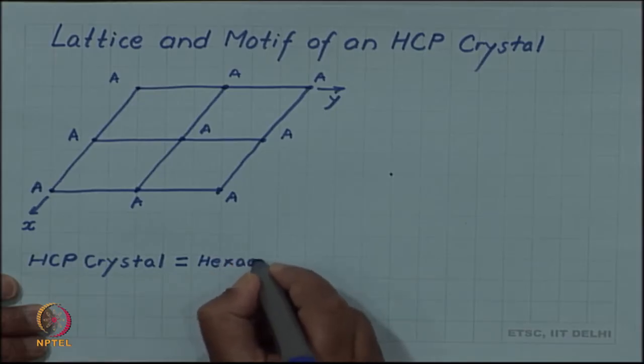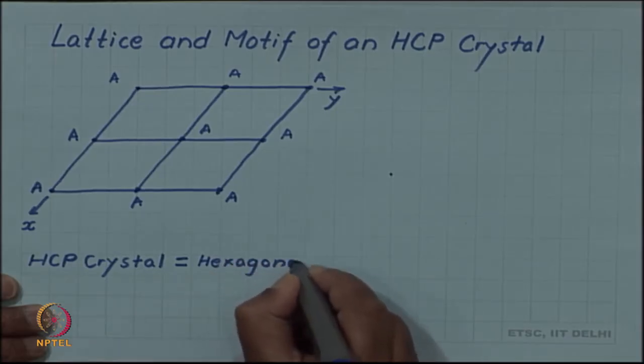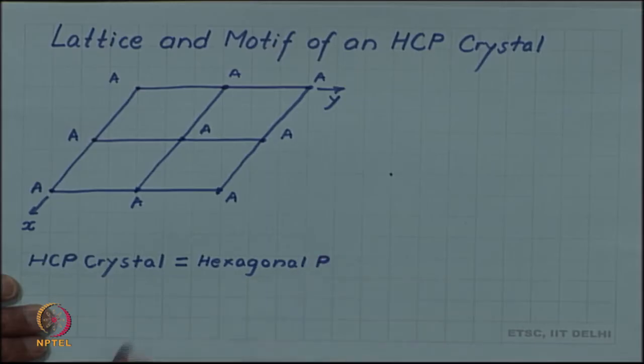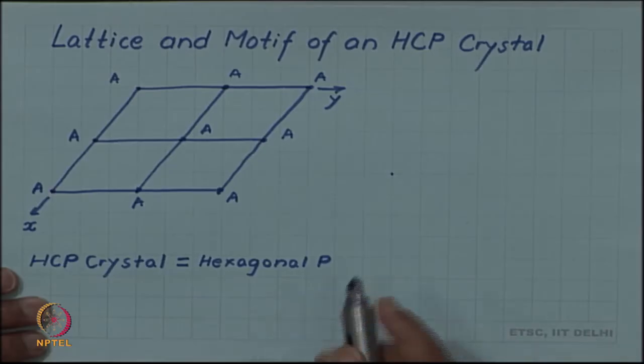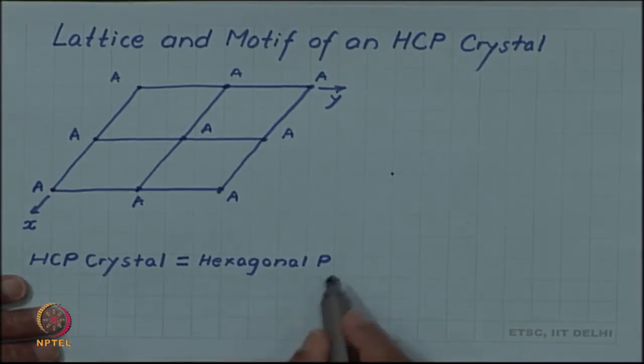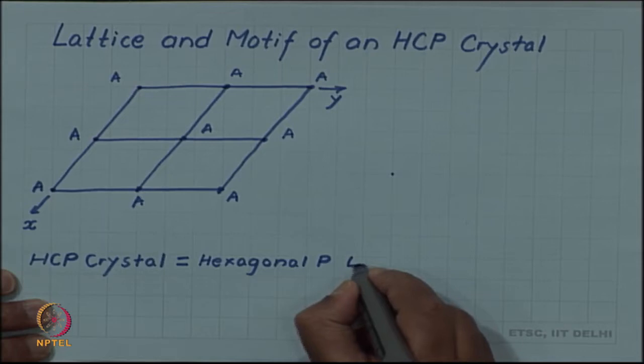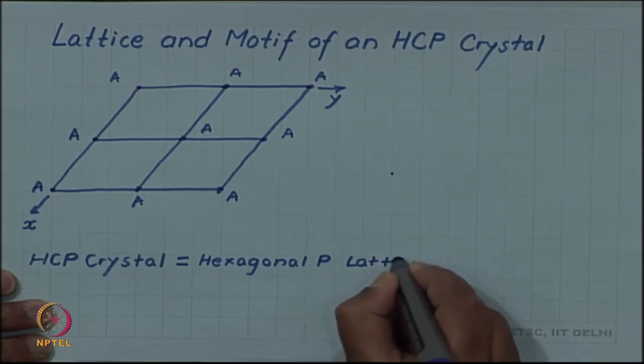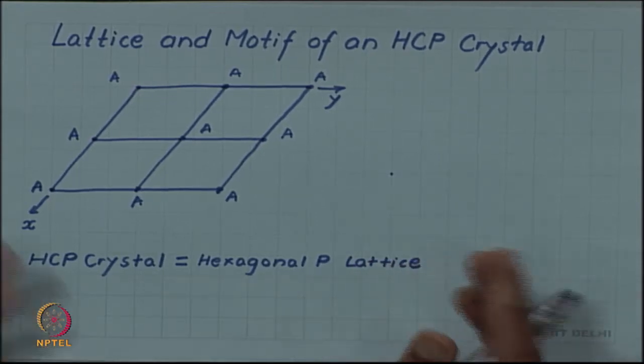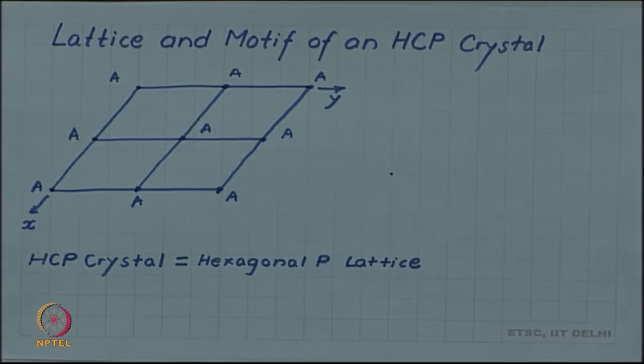So, I write this as hexagonal P, hexagonal P or simple hexagonal or primitive hexagonal, all are equivalent phrases. So, I write this as hexagonal P lattice. So, lattice is hexagonal P, but lattice alone is not the crystal structure. I do not have the atoms as yet. So, all I have is the skeleton of the structure where I should place the atoms.